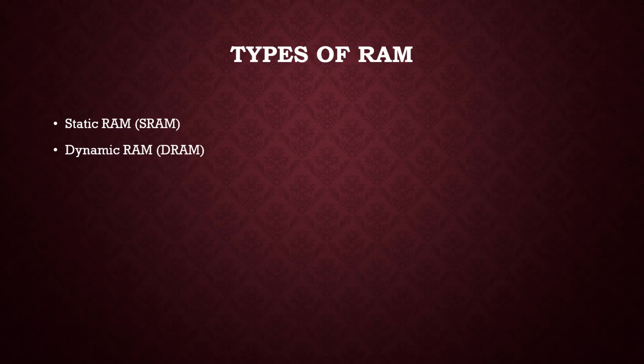Types of RAM: there are two types, static RAM and dynamic RAM. Static RAM is mentioned as SRAM and dynamic RAM is mentioned as DRAM. So let's see in detail what the types are.